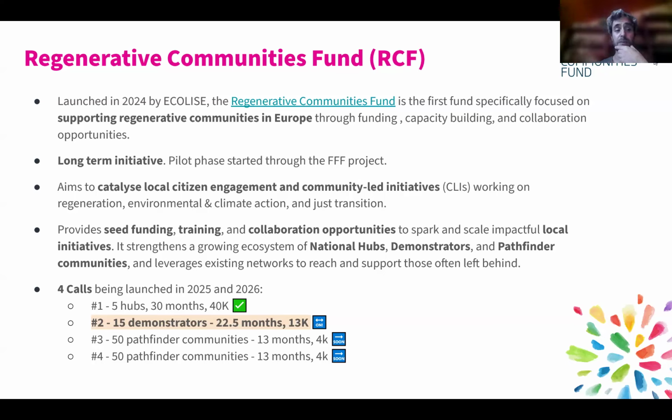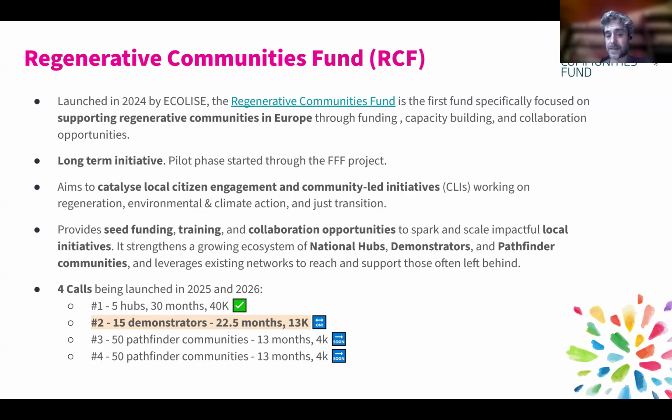The aim of the Regenerative Communities Fund is to catalyze local citizen engagement and community-led initiatives. You will see this abbreviation several times, CLIs. This is the abbreviation for community-led initiatives, working on regeneration, just transition, climate action, etc. Basically, what we are doing in the Regenerative Communities Fund is to provide seed funding, such as the one for this call, the demonstrators, training in different types of training, and then networking events, policy events, different types of collaboration opportunities. The idea is also that through the community of practice that we're developing, different sorts of mutual support, collaboration, project applications, etc., can emerge.